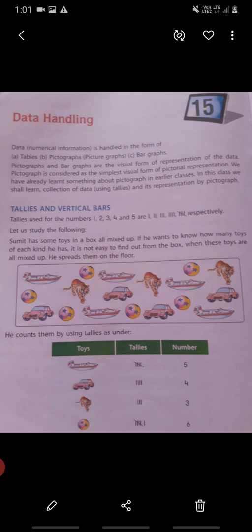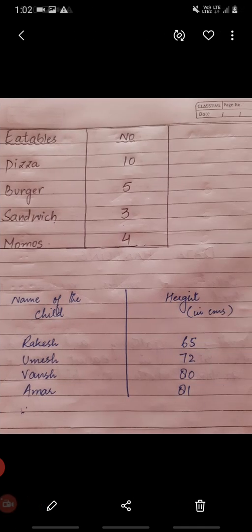As the name suggests, data handling. First of all, we should know what is data. Any information that is collected in numbers, any information that we have about measurements, or any information that we collect about objects is called data. I'll give you one example.